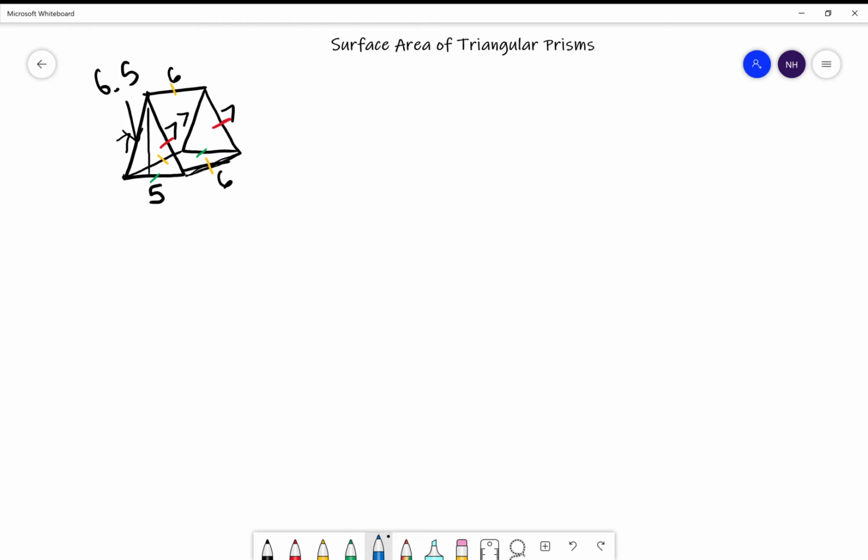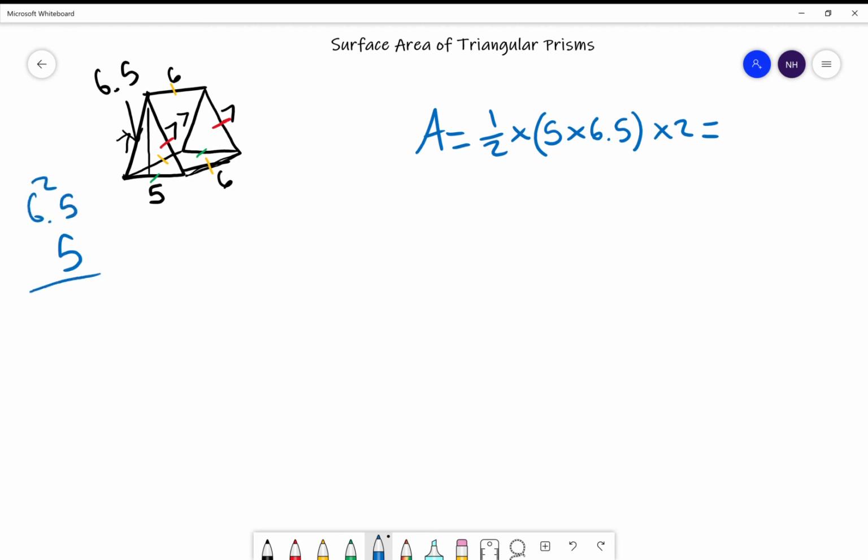So first, the area of the triangle, which is half times the base, which is 5, times 6.5 times 2, which is basically the same thing as just 5 times 6.5. So over here, you can do 6.5, 25, 32. So that equals 32.5, if I did my math correctly.